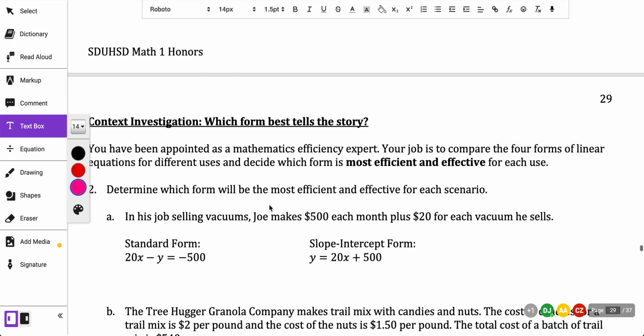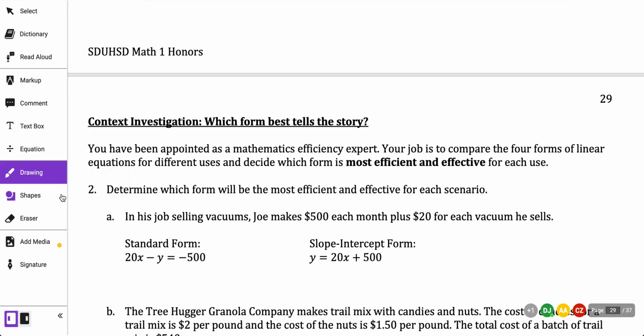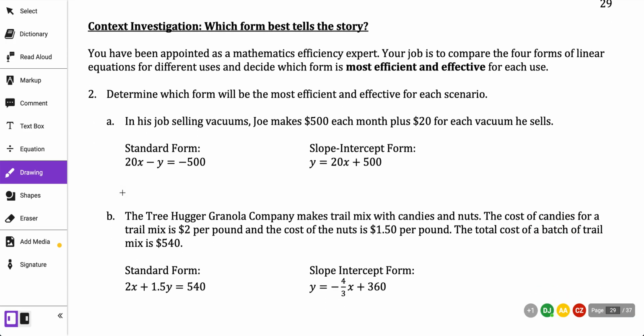Okay, so now what we're going to do is focus on the context of these. It says context investigation, which form best tells a story. So what you're going to do here and on your test is I'm going to give you a scenario and you're going to tell me what form best represents it. Is it better to write it in standard form or is it better to write it in slope-intercept form? You have been appointed a mathematics efficiency expert. Your job is to compare the forms of linear equations for different uses and decide which form is most efficient and effective for each use. So determine which form will be most efficient and effective for the scenario.